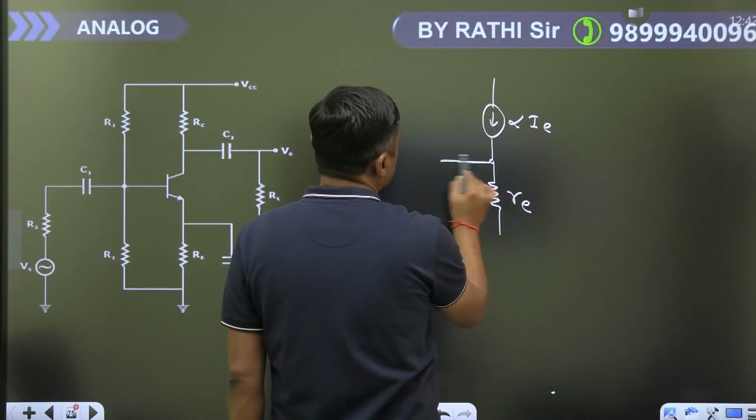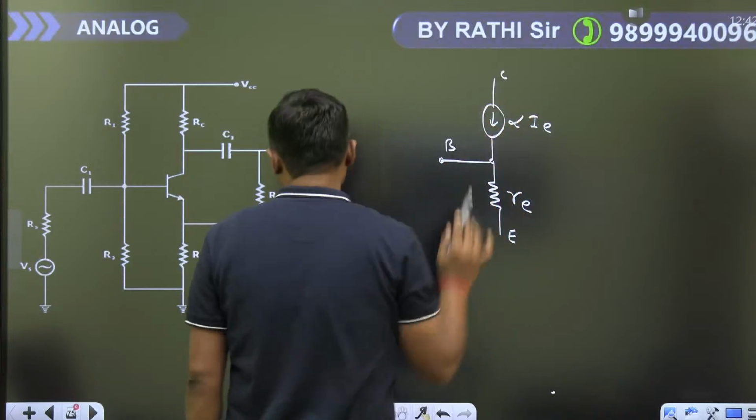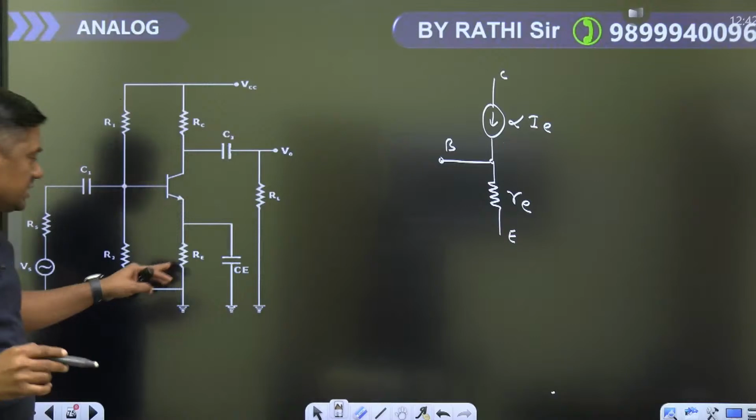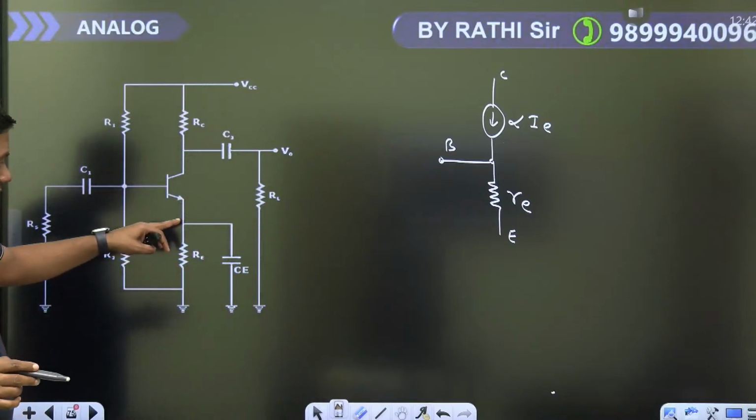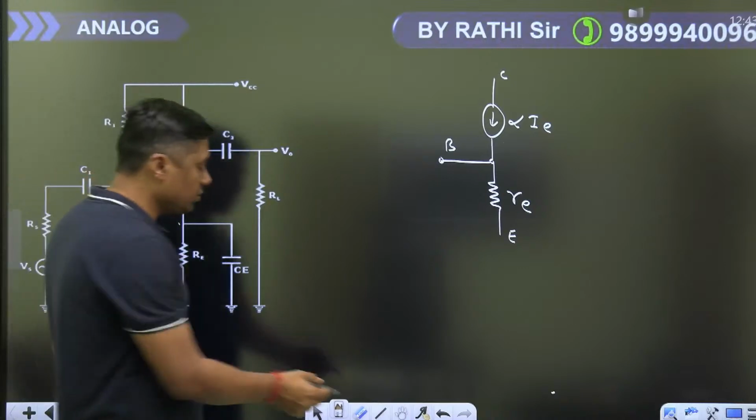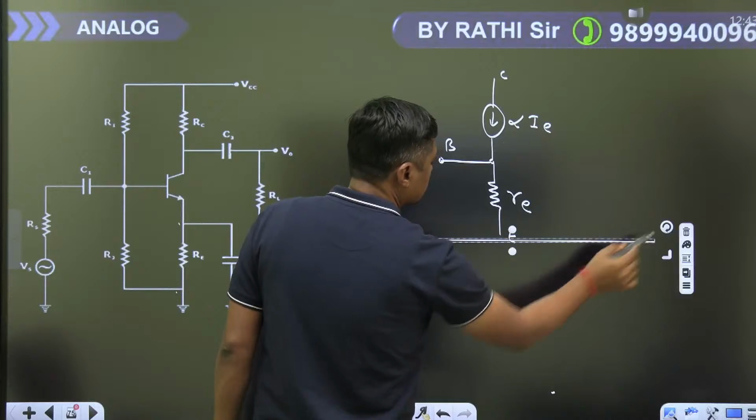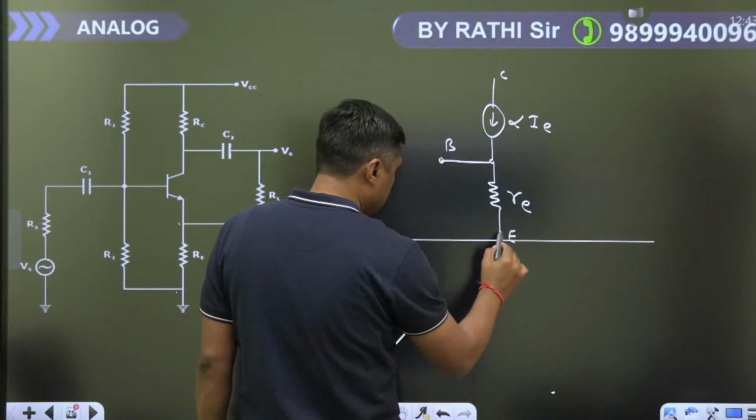RE, this is base, this is emitter, and this is collector. First, because the capacitor is connected, it will act as a short circuit. This is connected to what? Ground. Again, the emitter is connected to ground. Make common ground here.